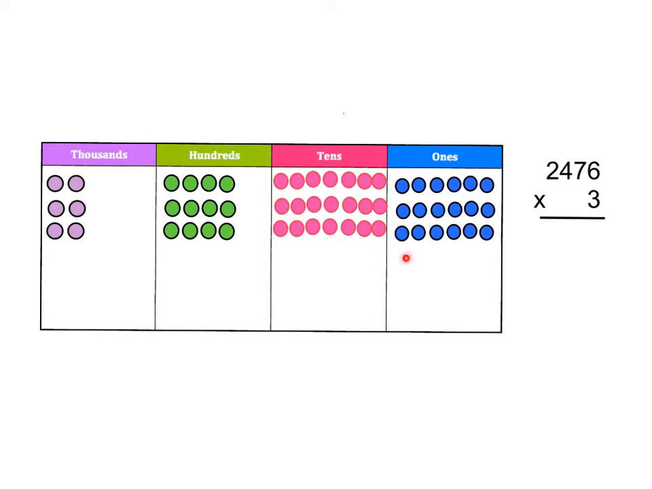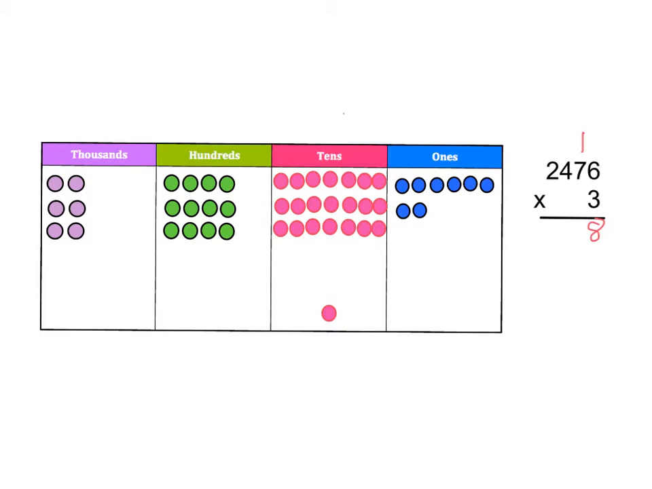Starting in the ones place, I have 6 groups of 3, which I know is 18. But I know that I'm not allowed to have more than 9 place value chips in one location. So I'm going to have to take 10 of them and put them into the tens column. And then here I can exchange the 10 ones for a single 10, and at the same time move my 10 over here in my work area up to the top.